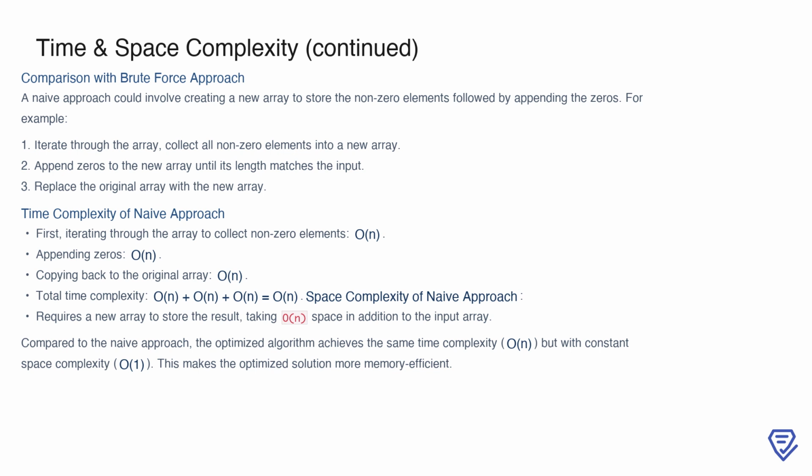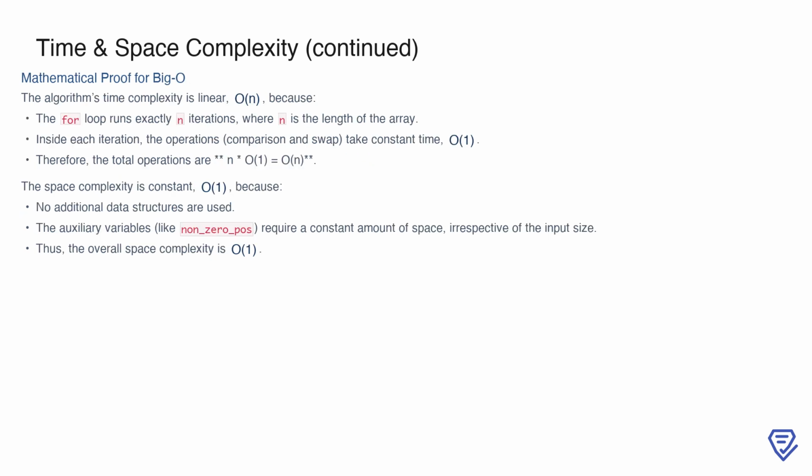However, the major drawback is its space complexity. This brute force method requires an additional array, taking up O(n) memory in addition to the input. In contrast, the optimized algorithm achieves the same O(n) time complexity but with O(1) space complexity, making it significantly more memory efficient. Finally, let's mathematically validate the algorithm's time and space complexity. The time complexity is linear, O(n), because the for loop runs exactly n iterations, where n is the length of the array.